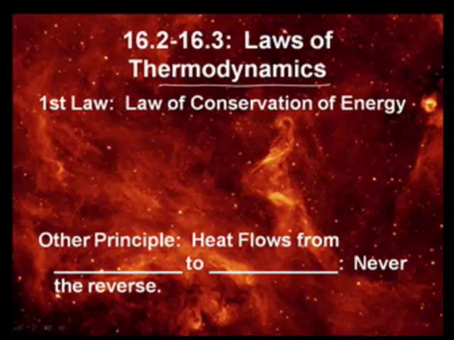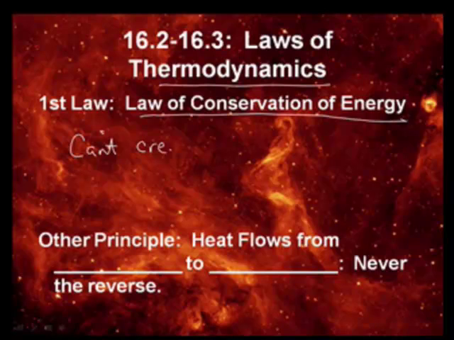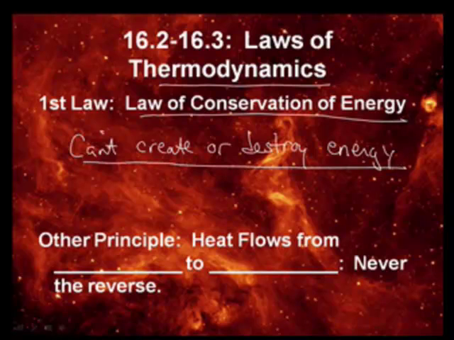The first law is called the law of conservation of energy. What's that? You can't create or destroy energy. The amount of energy is constant. You can transfer its form, but you cannot create or destroy energy. Now, this is a little sketchy when you get down to the nuclear level, but as far as chemical terms go, this works. You can only change its form.